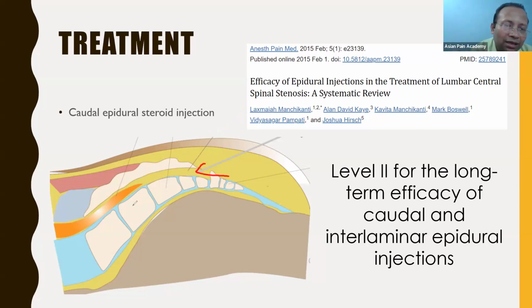How much can you enter? You can go up to the lower border of S2, because we do not want to puncture the dural sac. We have to remain in the epidural space. So the lower border of S2 is your highest target, and always in the midline. Okay, we'll go a bit fast.